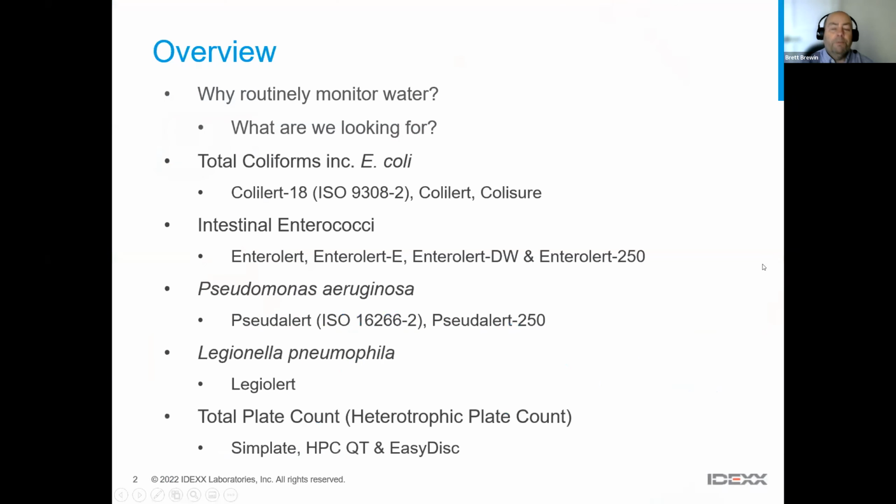So today, just to give you an overview, I'd like to talk about why we routinely monitor water. What are we looking for? And then I'm going to go through some of the various non-pathogens and pathogens that we look for, including total coliforms, enterococci, Pseudomonas, Legionella, total plate count. And I'll give you some information about the IDEXX products, which are used to detect those genera of bacteria.